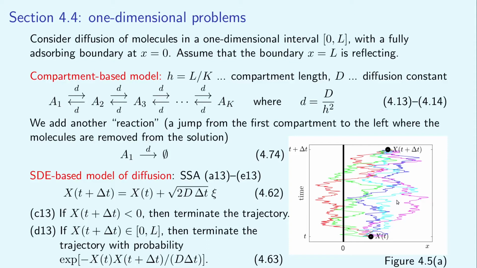The probability that the trajectory crossed the boundary is given as formula 363. Its proof is left to you as exercise 4.8. Therefore, in step D13, we terminate the trajectory with this probability. As expected, this probability is close to 1 if at least one of the positions at time t and time t plus delta t is close to the boundary, and this probability approaches 0 if both positions at time t and t plus delta t are far away from the boundary.